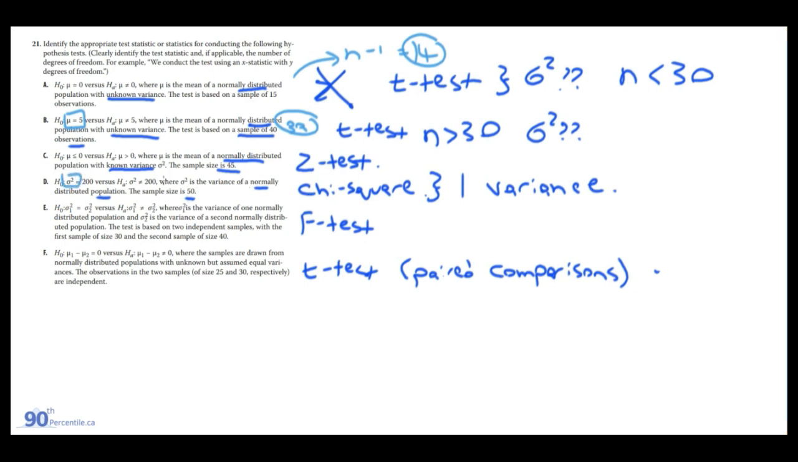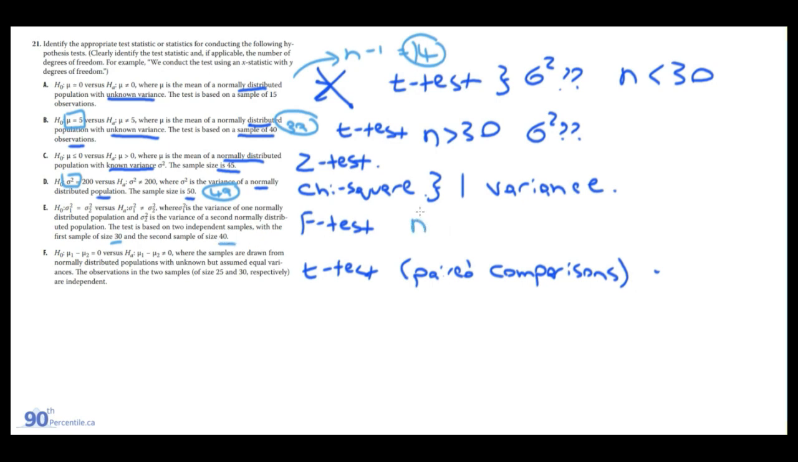There's just the one parameter, so 50 minus 1 is 49 degrees of freedom. For E, we're doing the F-test. And this is where the degrees of freedom is a little bit weird for the F-test. So we have the first sample size of 30 and the second sample size of 40. So there's 1 degrees of freedom for the first sample.